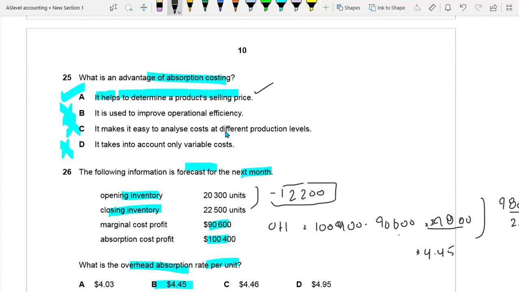It makes it easy to analyze cost at different production levels. No, it is very complicated to know about the cost at different production levels. So that's why this is not appropriate as an advantage of absorption costing. D is saying that it takes into account only variable cost. This is also wrong. We know that this is also catering for the overheads. So it means that option A is most probably the right option.